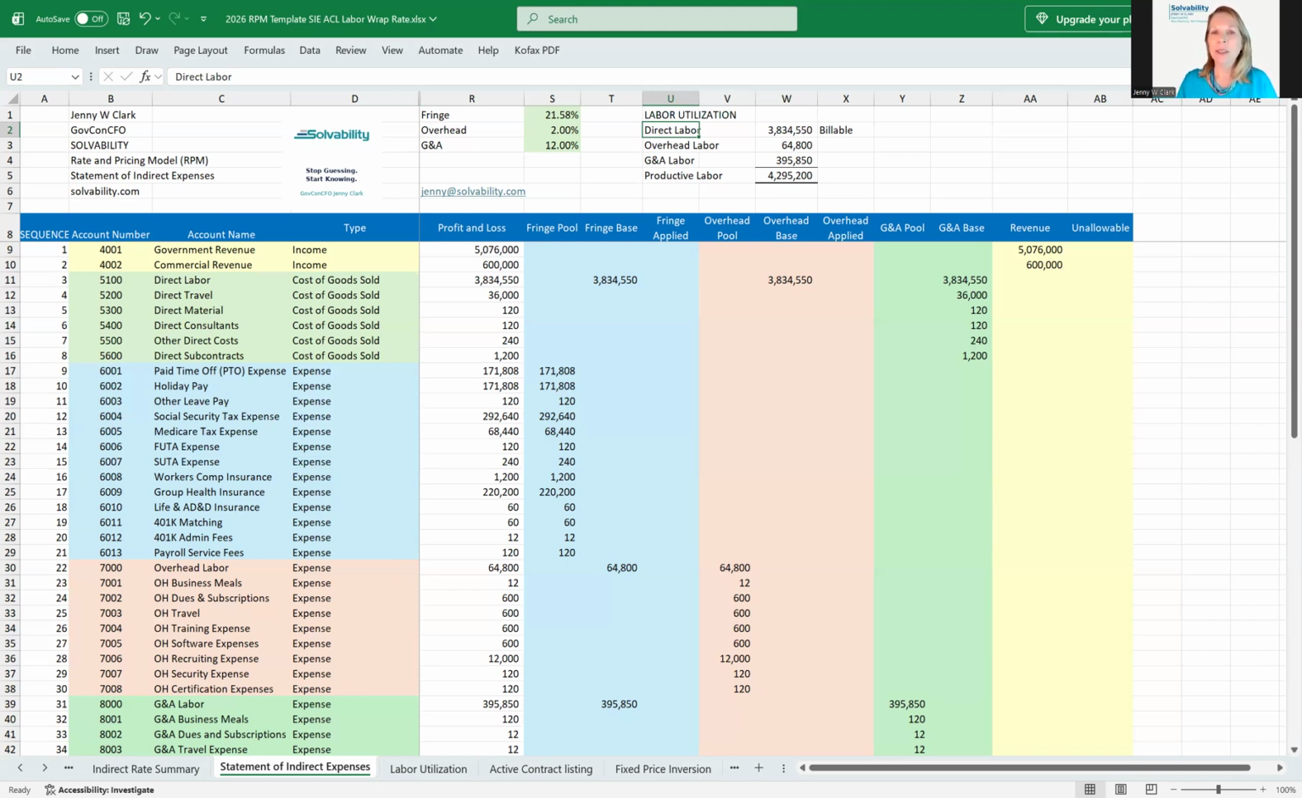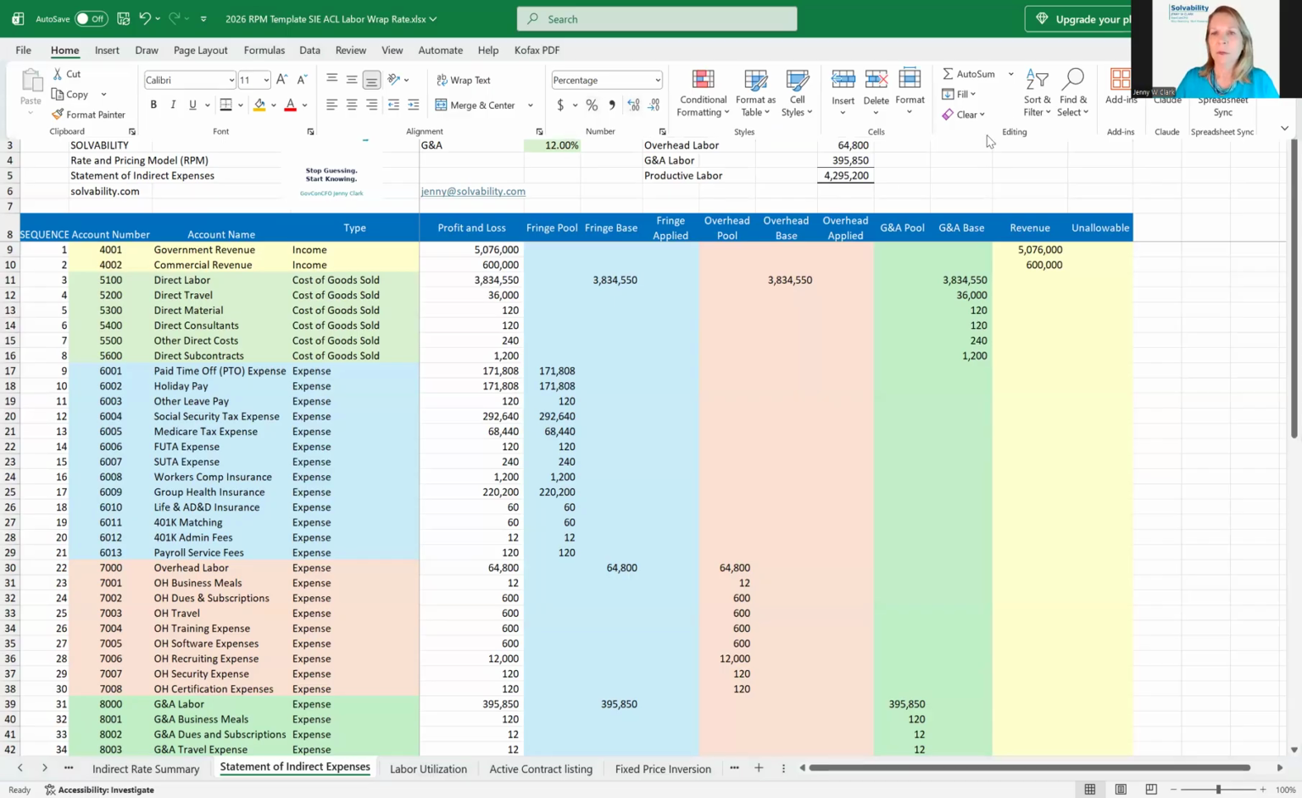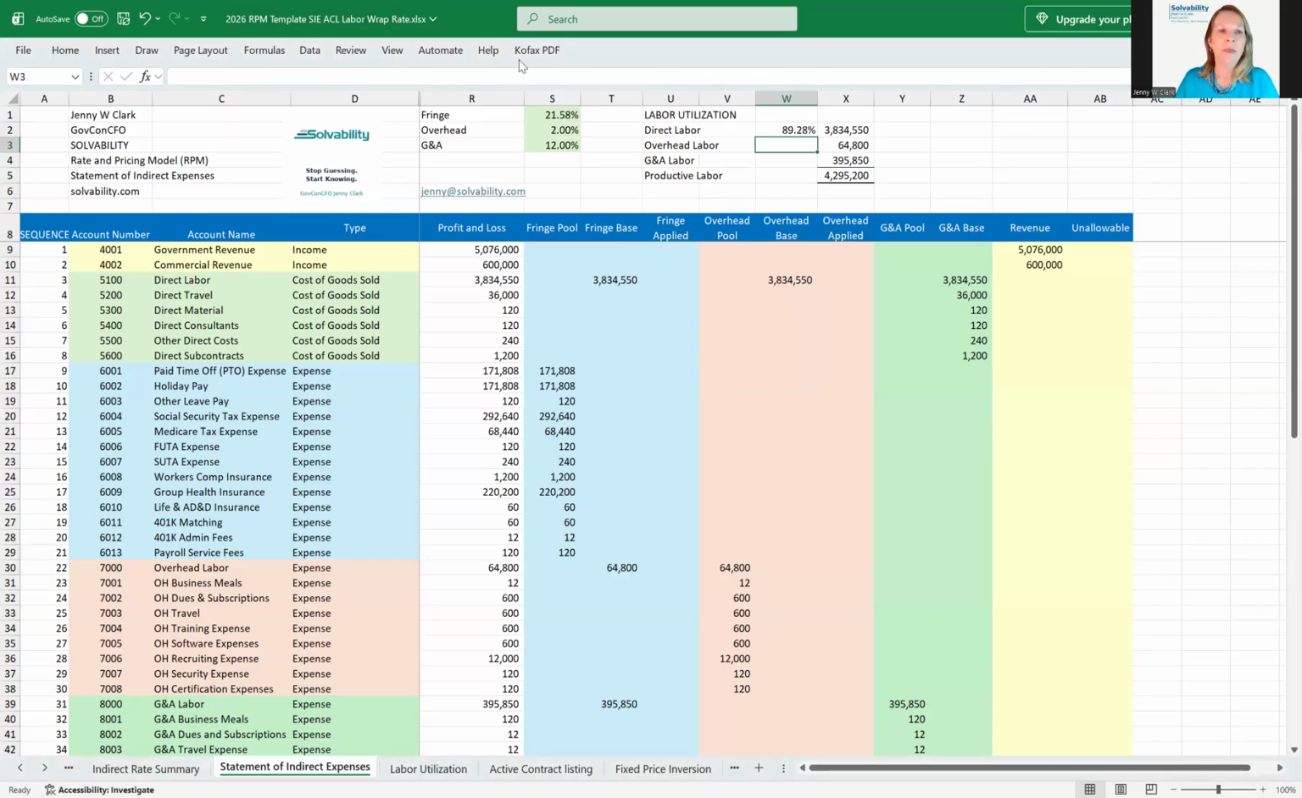And when I go classify that, these percentages are going to change a bit. I'll put this over here. My direct labor as a percentage of the total productive labor is 89%. And then I can take that same formula. So right now, my G&A labor is 9%. My direct labor is 89%.